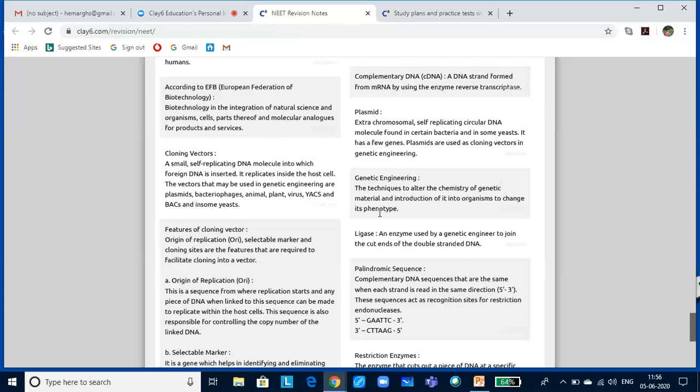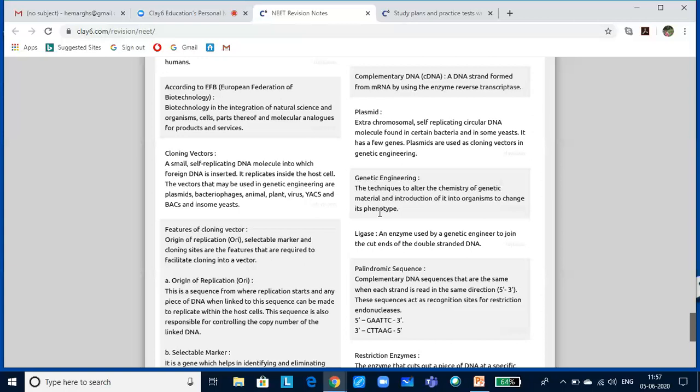Now, separation and isolation of DNA fragments. Fragments of DNA obtained by cutting DNA using restriction enzymes are separated by a technique called gel electrophoresis. Negatively charged DNA fragments can be separated by forcing them to move toward the positive electrode through the medium under an electric field. DNA fragments separate according to their size through the sieving effect provided by agarose gel.